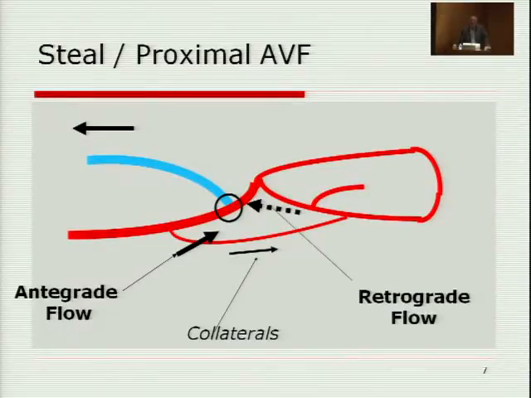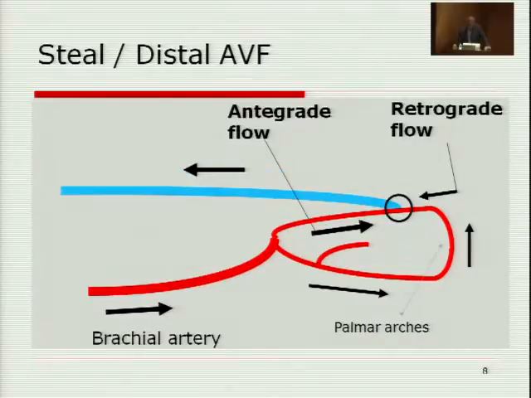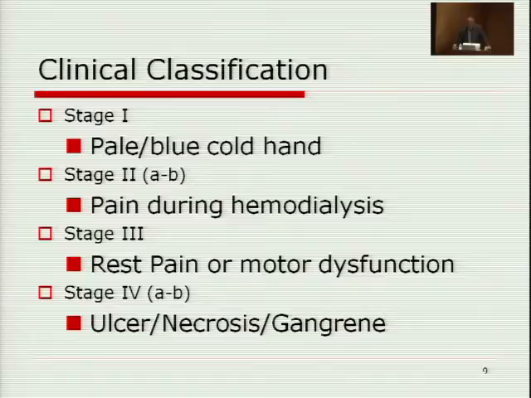This is the hemodynamic of proximal arteriovenous fistula with the antegrade flow, which is partially or totally stolen by the vein, and the retrograde flow, which is not constant at the elbow. This is the hemodynamic of distal arteriovenous fistula with antegrade and retrograde flow, which are both stolen by the fistula. Retrograde flow is almost constant.